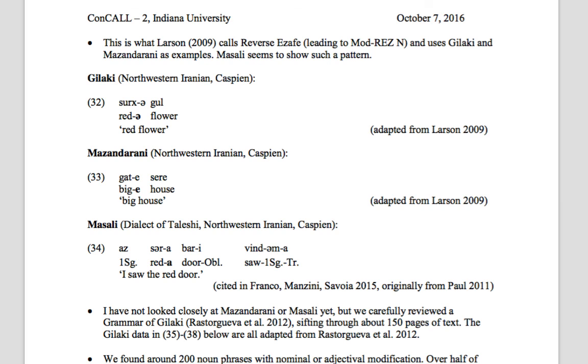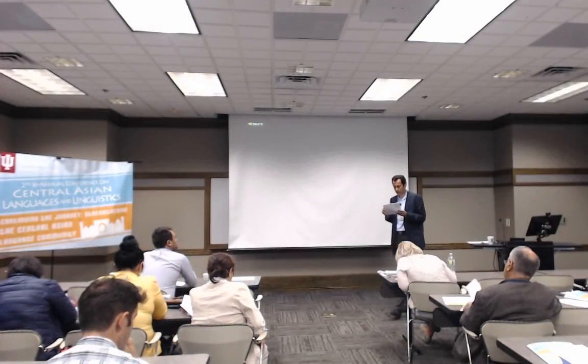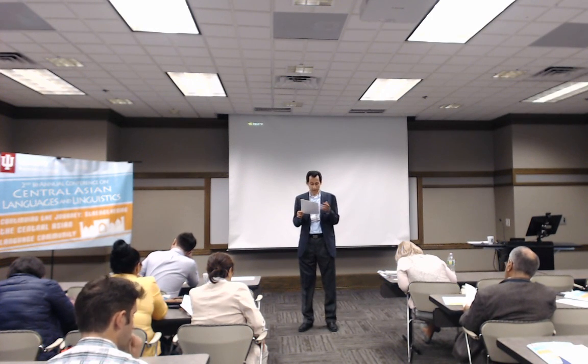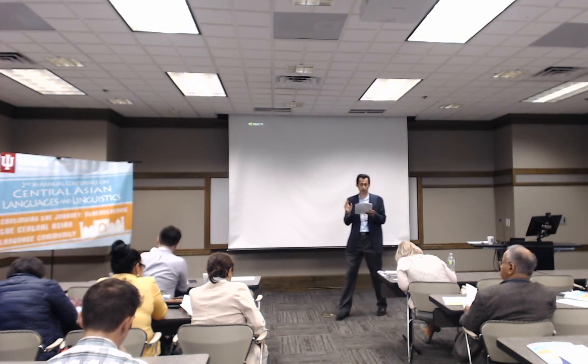And then another example from Masali, both of these are northwestern Iranian languages, Caspian languages, and then there is the Taleshi dialect, Masali, which is also in the same region, roughly. So then you get again the red and this vowel and door for red door. I've not looked at Masali and Mazandarani at all, but with the help of 2 undergraduate students over last summer, we reviewed this grammar of Gilaki closely, and we sifted through about 150 pages of text. And the Gilaki data we have in 35 to 38 are all from this grammar book.